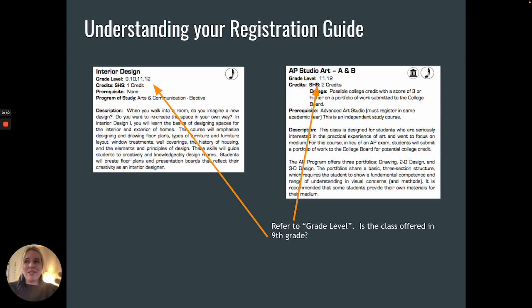You'll see that each class will be listed similar to what is shown on the screen. For example, we have interior design and AP Studio Art. The first thing you'll want to make sure is that you're taking the appropriate grade level. We do have a cheat sheet on pages 10 and 11 in the registration guide that will also tell you this, but it won't have the course description. Pages 10 and 11 just give you a brief name with what grade level you can take it and how many credits it is. For example, interior design is grade level 9 through 12, so you can take it in any year, whereas AP Studio Art is for grade level 11 and 12. So you would not be able to sign up for that as a future ninth grader.